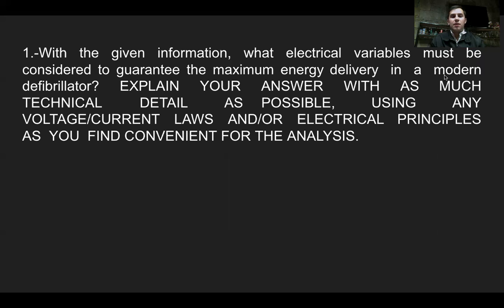Then we have this first question, in which we have to explain which variables we use. We can explain how much you can discharge from a defibrillator by the power, which we get by dividing the work by time. As the formula says, it tells us how much power we are discharging on the heart in a period of time.